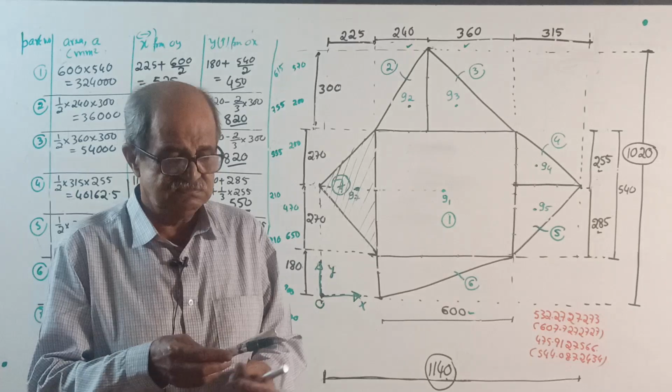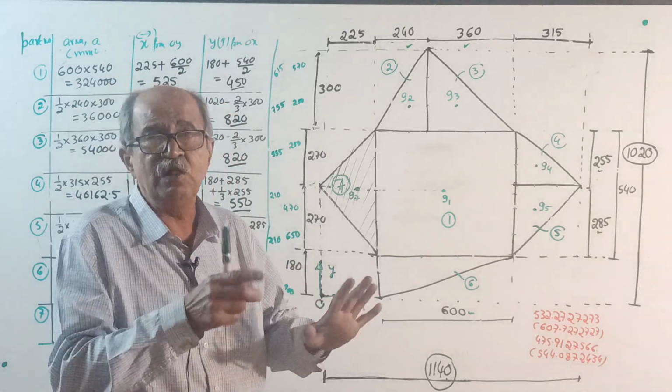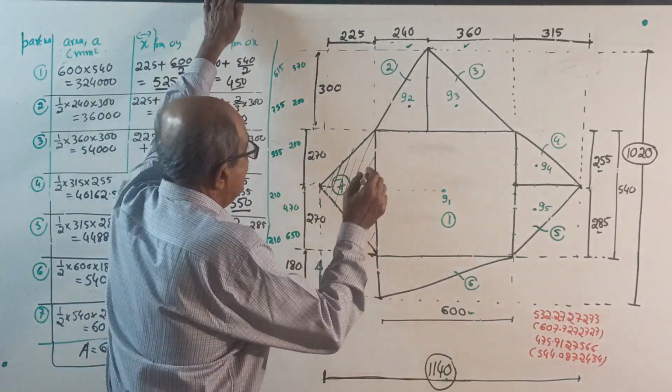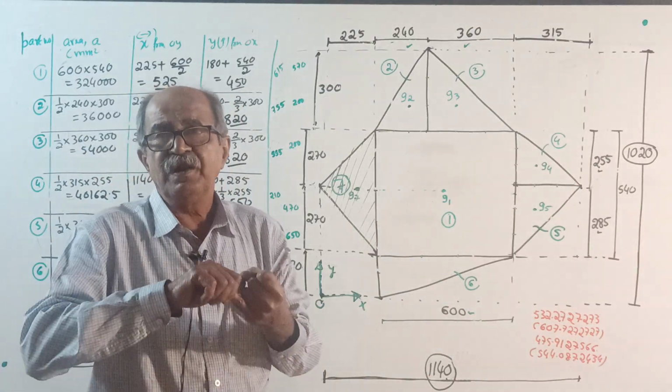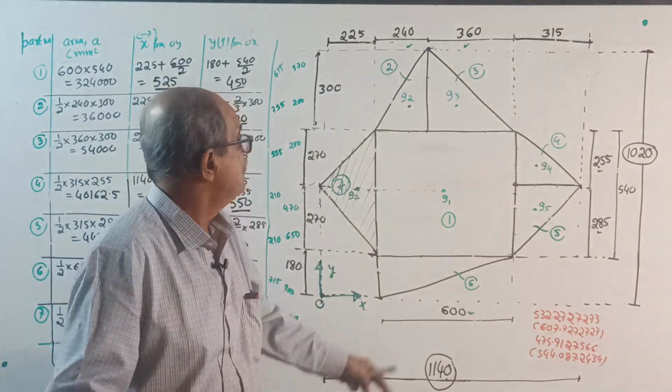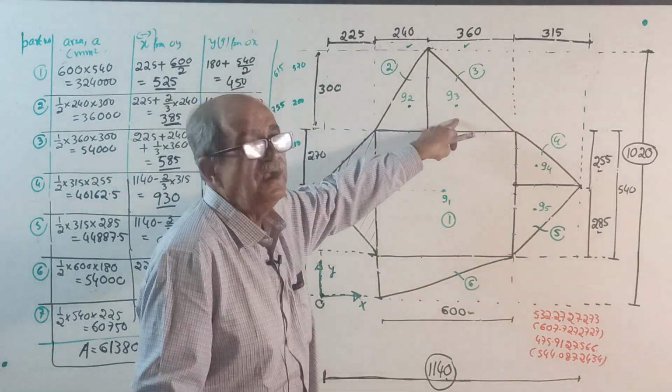Remember, before that, first you mark the centroid of all the components. See here. See, this is the last time I will explain for rectangle and triangle. We got a triangle in general.